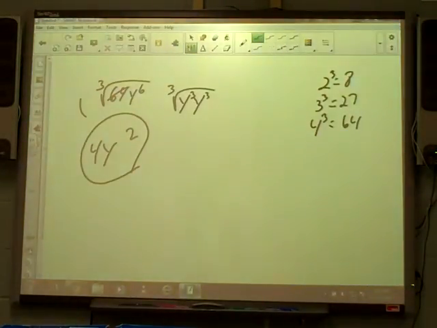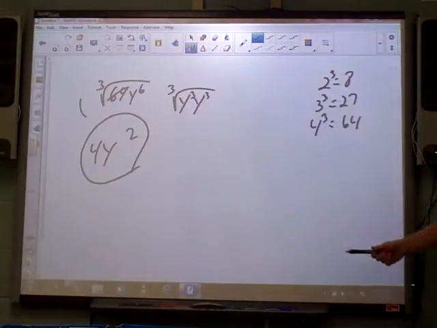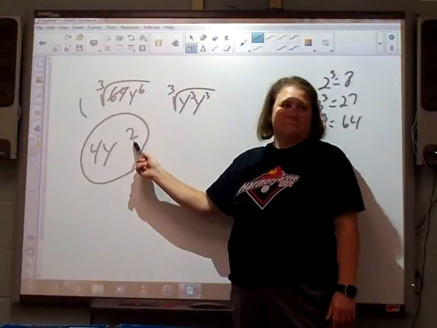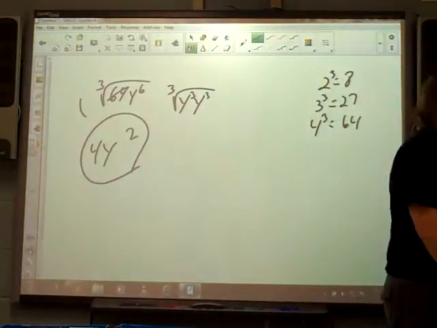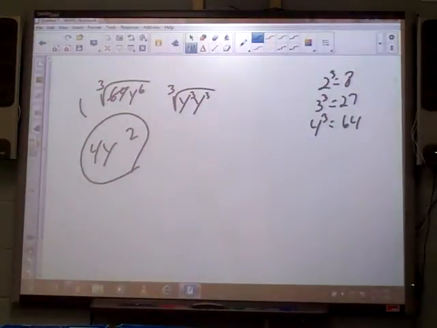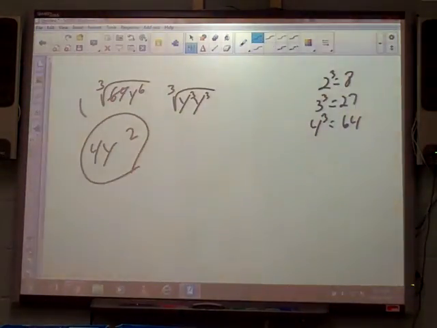Now, is there a shorter way to do that? Top of the calculator: 6 divided by 3. If it'll go in evenly, you can do that. If not, you have to break it down like I did.